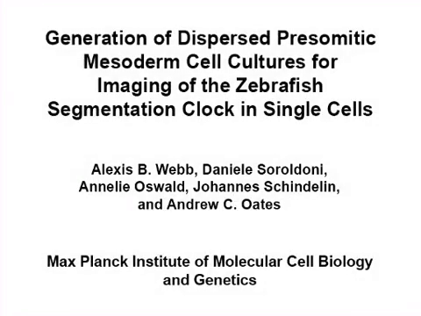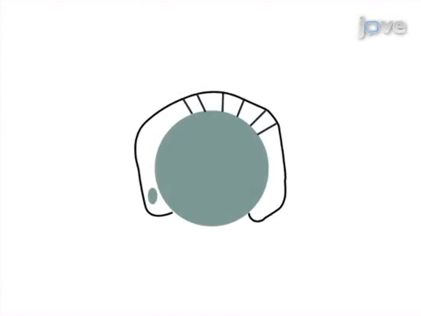The overall goal of this procedure is to generate dispersed cultures for long-term imaging of oscillations in fluorescence reporters of cyclic gene expression in single isolated cells from the zebrafish segmentation clock.